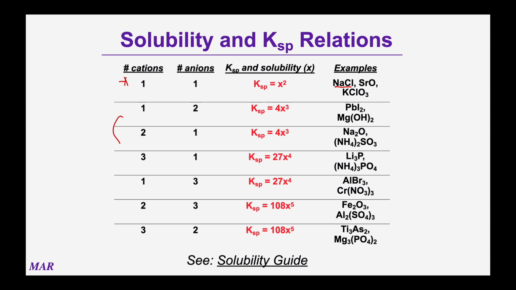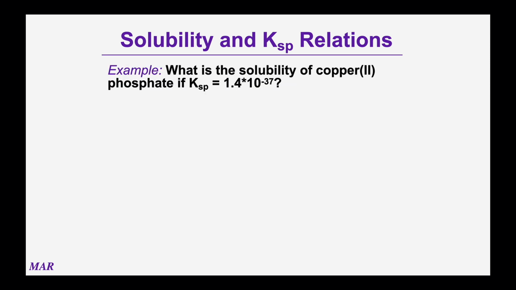Those three examples are going to be very common. However, you can figure these kinds of things out for other systems too. If you have a 3-to-1 ratio of cations to anions, KSP equals 27x to the fourth. And if you have two cations and three anions, or three cations and two anions, KSP equals 108 times x to the fifth power. And believe it or not, I have used all of these at different times to calculate solubilities, KSPs, and stuff like that. And it's a little bit easier if you can do the solubility x to KSP conversion. Let's look at some examples.